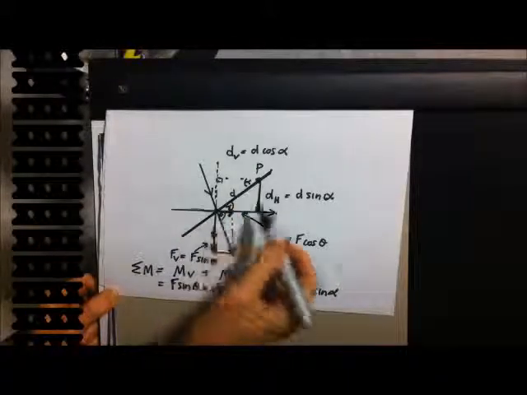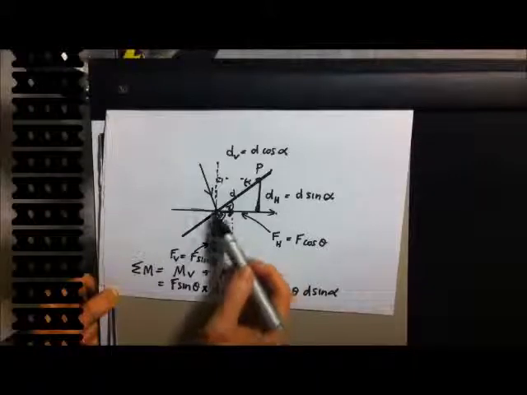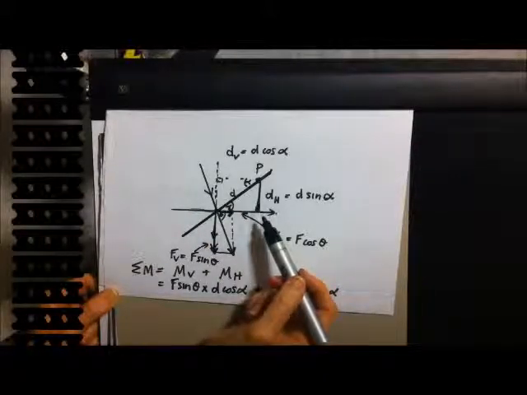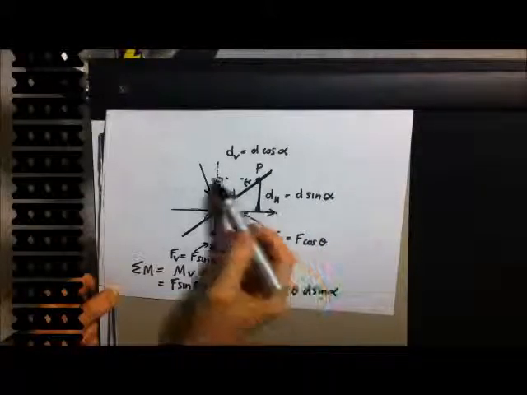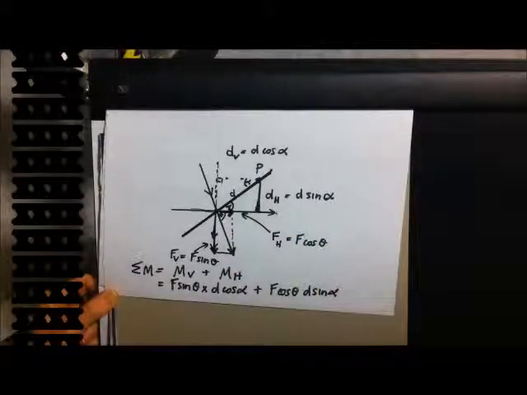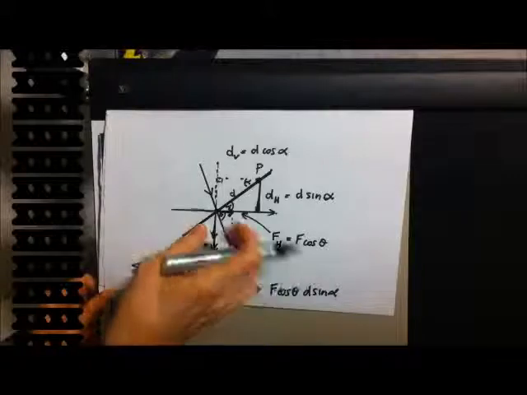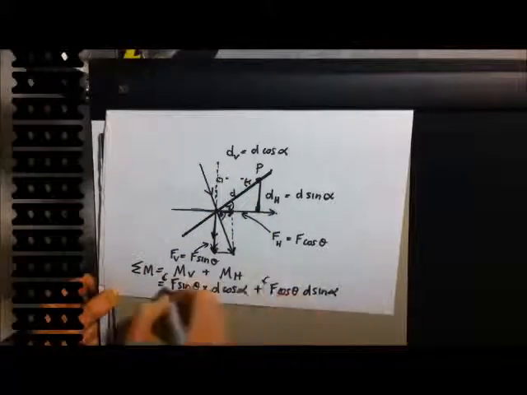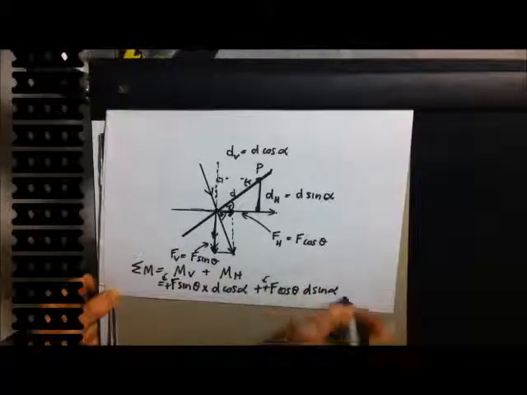So you can see in an oblique system you need to work out both the components of the force and the components of the distance to get the moment arms in order to work out the total moments. In this case, because they're both in the counterclockwise direction, they're both positive. And that's it.